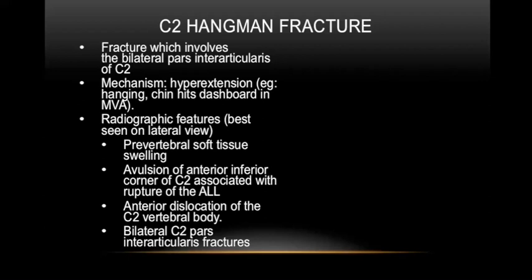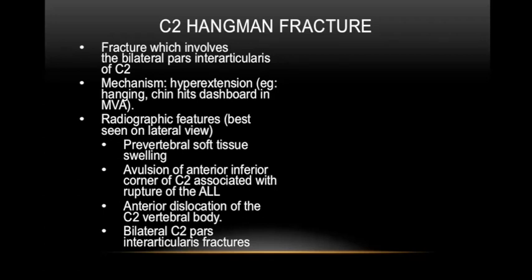Next, we go to Hangman fracture, which is a C2 fracture. It's a fracture involving the bilateral pars interarticularis of C2, and as its name suggests, it is caused by hyperextension, for example in hanging. And if it's an MVA, the chin hits the dashboard. Okay, radiographic feature, lateral view, prevertebral soft tissue swelling, and avulsion of the anterior inferior corner of C2 associated with the rupture of the anterior longitudinal ligament.